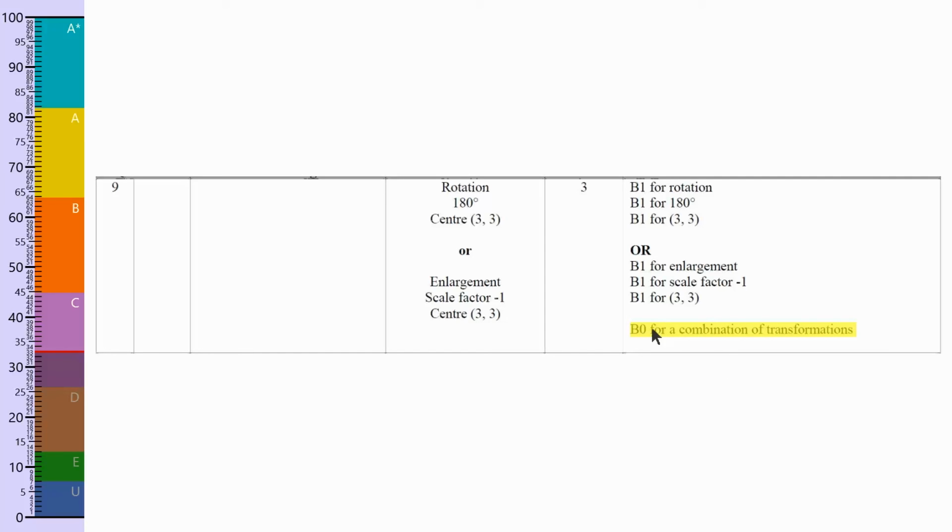You get 0 for a combination of transformations, which means if you say rotated and then translated, you completely destroy any chance of you getting it right. Some people think, well, let's put down a couple and then it hedges my bets. No, it actually destroys your chances. So if you're going to guess, just guess 1. Don't guess more than 1.